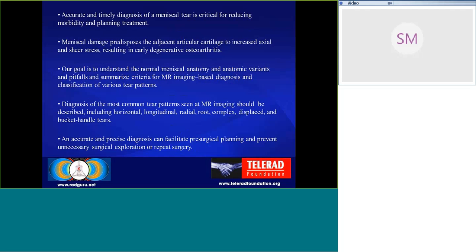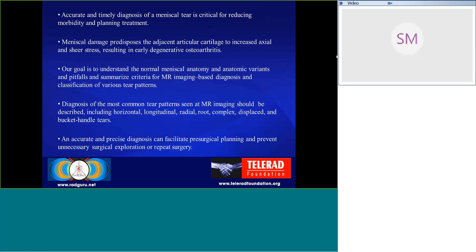of the treatment. The meniscal damage predisposes the adjacent articular cartilage to increased axial stress and shearing injuries, resulting in early degenerative osteoarthritis. So our main goal is to understand the normal meniscal anatomy, normal variants and pitfalls, and to summarize the criteria for MR imaging diagnosis of various patterns and classification of the meniscal tears.